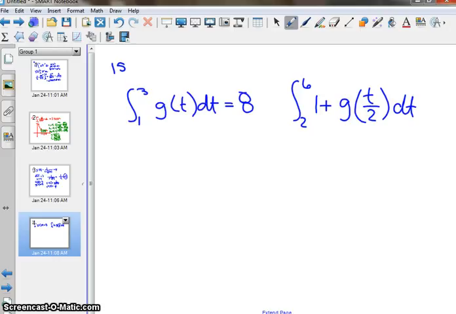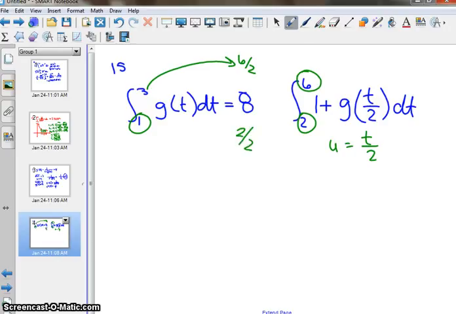So I look at that, and I know my u is going to equal t over 2. These are t's as well. So I notice if I take 6 divided by 2, I get 3. And if I take 2 divided by 2, I get 1. So that is going to help us out that u equals t over 2. The derivative of that is a half.